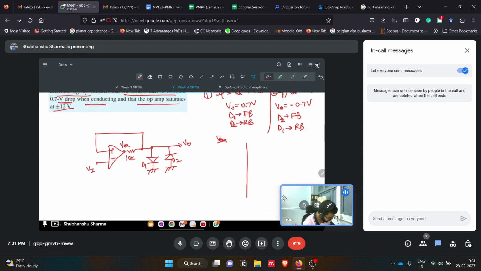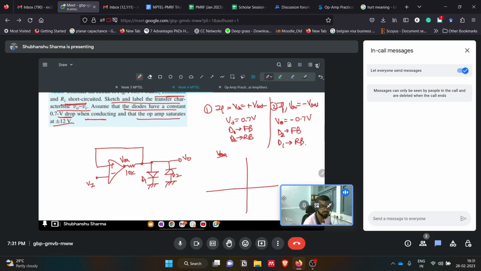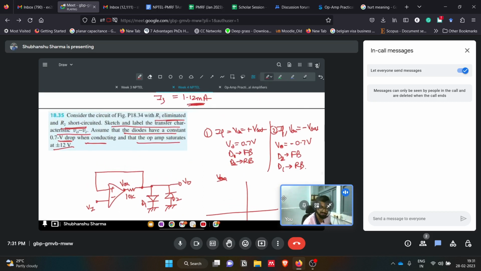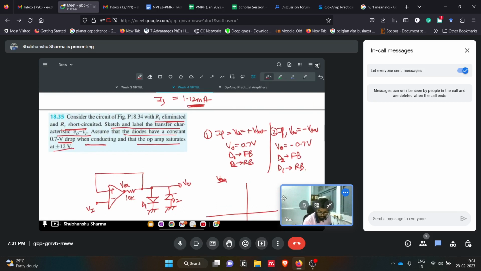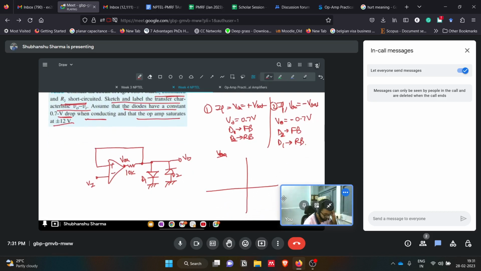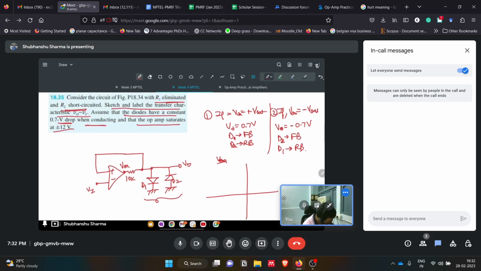So what will be the transfer characteristics? Here, since there are no feedback resistors involved, the hysteresis width will be based on the diodes involved. So here it is 0.7, and there it is minus 0.7 volts.